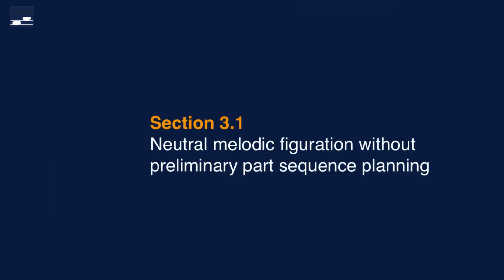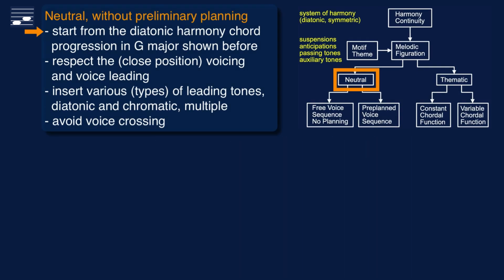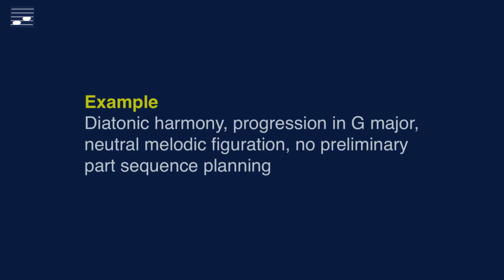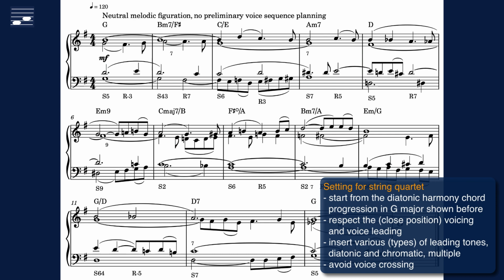The case of free leading tone application is shown for the G major chord progression you heard earlier. Here is the 4-part setting, and we'll respect the close position voicing and given voice leading when inserting a mix of leading tone types. One thing to keep in mind is that you should avoid voice crossing between adjacent parts. Here's the result when we insert a mix of the various types in the parts, in random order. This is the free approach to neutral figuration.